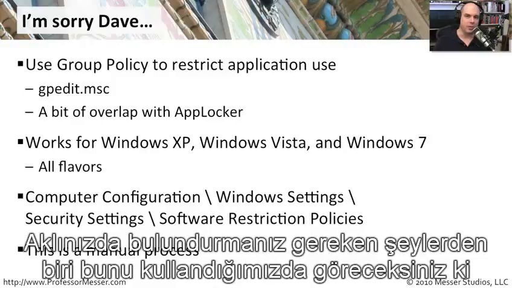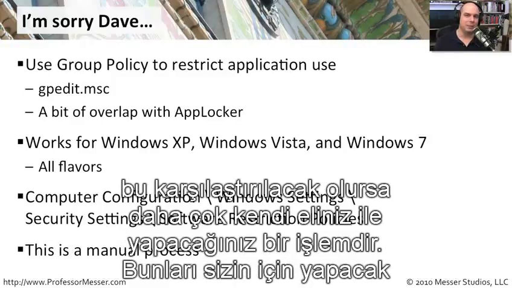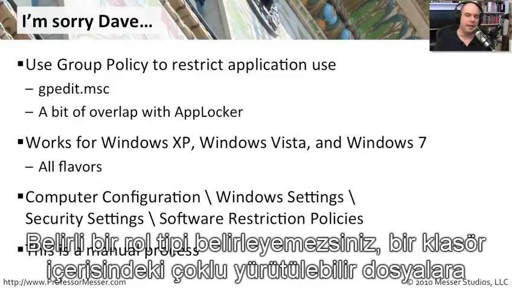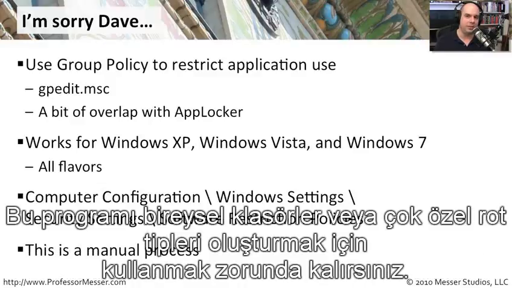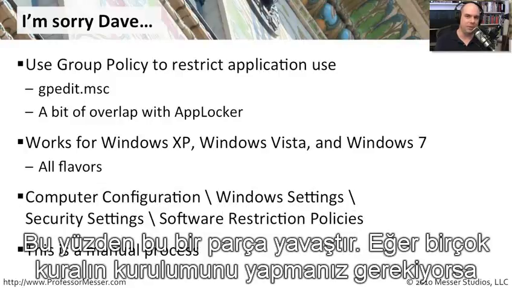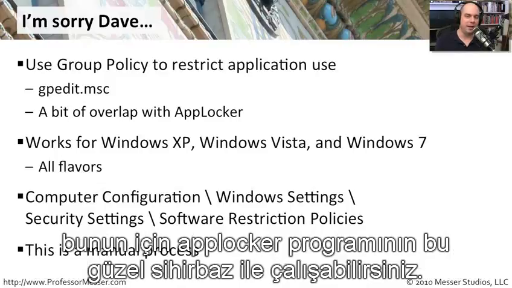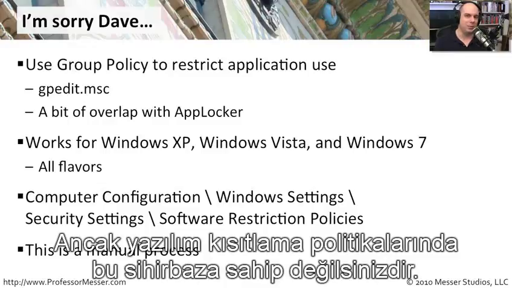One thing to keep in mind, and what you'll see as we go through this, is a relatively manual process. There are no wizards that set this up for you. You cannot specify a certain rule type and have it affect multiple executable files within a folder. You now have to use this program to go into individual folders and set very specific rule types. So this is a little bit slow if you have many, many rules that you need to set up. And that's something when you see Applocker, whenever we work with that, it has some nice wizards. Well, you don't have those wizards available with software restriction policies.